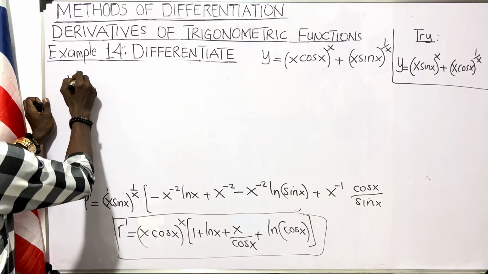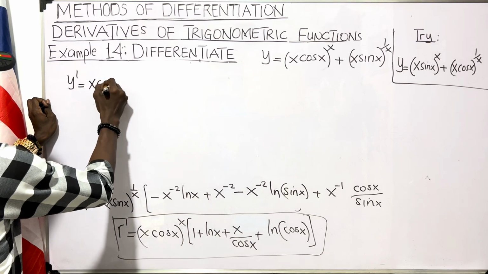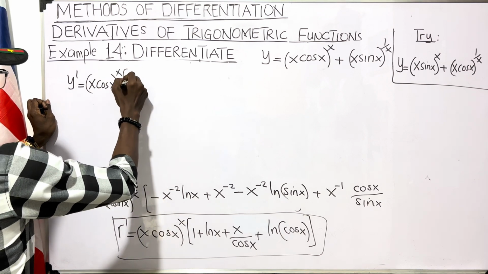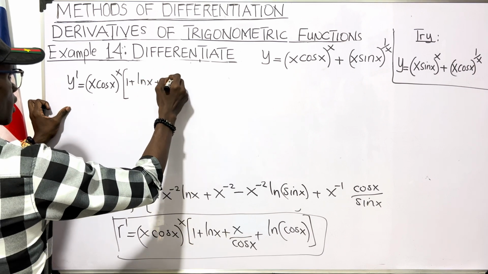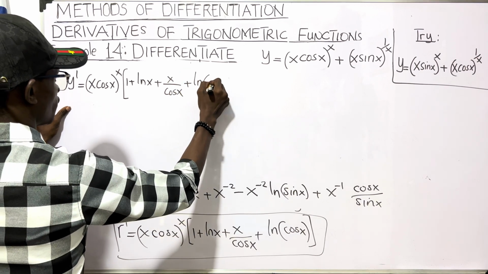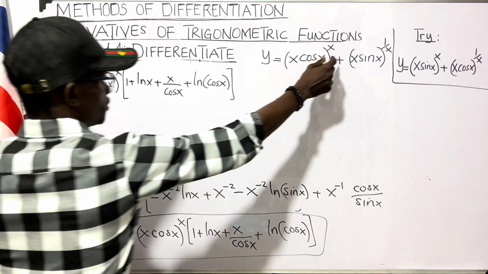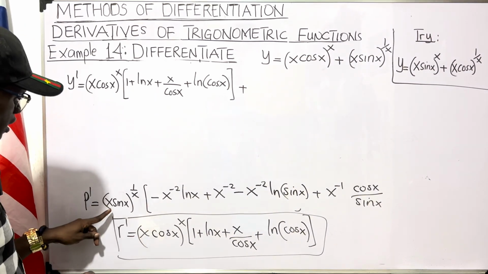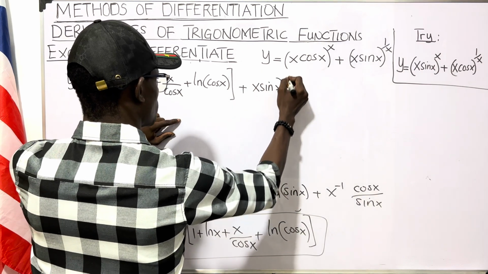So we have y prime now, the derivative of this one. So it's x cos of x raised to the power x times 1 plus ln of x plus x all over cos of x plus ln of cos of x. So that is the first, plus differentiate that one now. This was what we got. So now this becomes x sine of x raised to the power 1 over x.